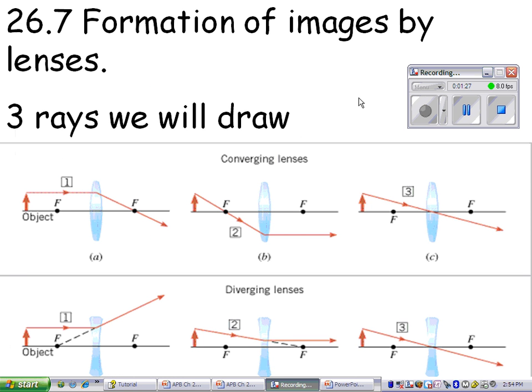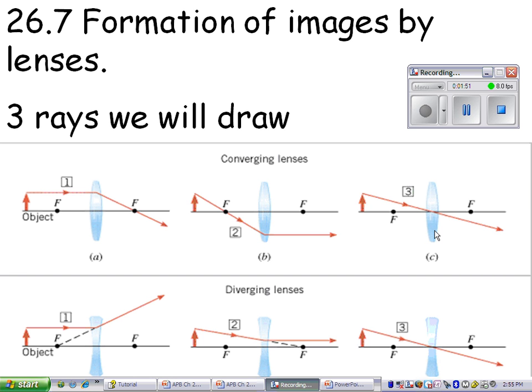When we draw ray diagrams to form an image, we can draw three rays. I typically draw the first and the third ray. The first ray you draw is parallel to the principal axis. It will refract down through the focal point for a converging lens. The next ray I draw is the light ray that goes through the center of the lens. You can also draw the light ray through the focal point and it will come out parallel to the principal axis.